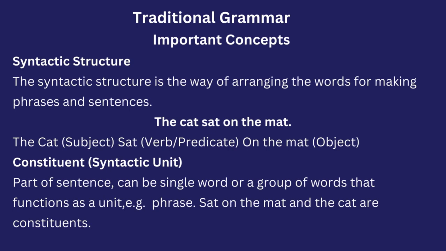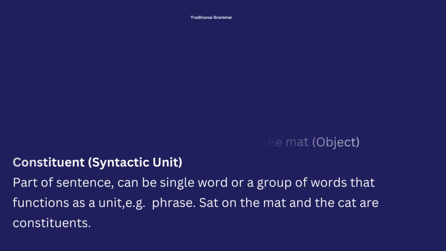The next concept is the constituent, an identifiable subpart of a sentence. It can either be a single word or a group of words that function as a unit. Most constituents are called phrases. For example, on the mat and the cat are examples of constituents.